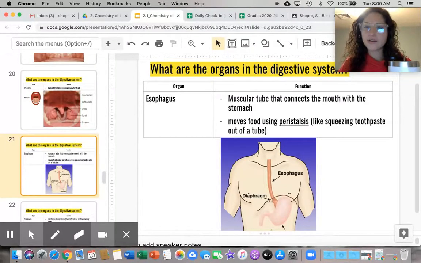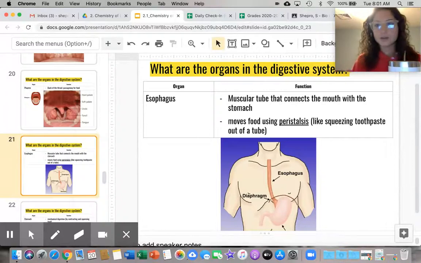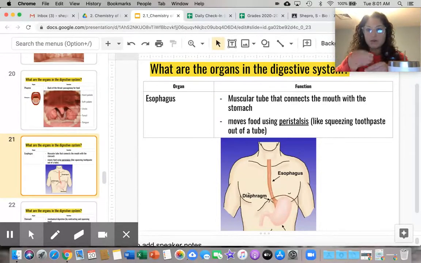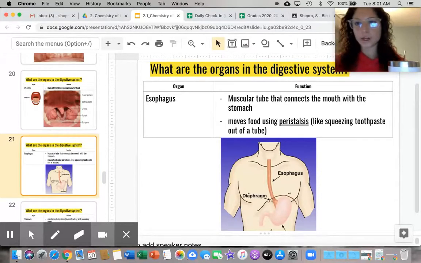Now, the esophagus is actually muscle tissue. So it is smooth muscle tissue, which means it has the ability to contract. And so it will help food move down that tube. The esophagus will help food move down towards your stomach by contracting in a way that we call peristalsis. Now, peristalsis is just a type of muscle contraction. If you think about squeezing a tube of toothpaste from the bottom, you start at the bottom, you work your way up, the toothpaste comes out the top. That's what peristalsis does when you swallow.